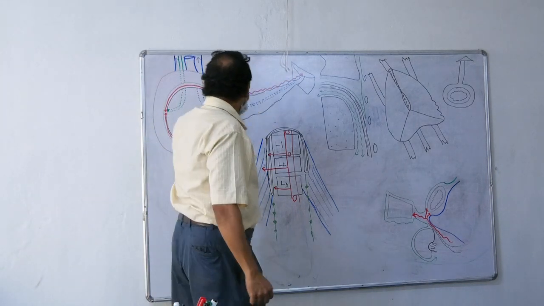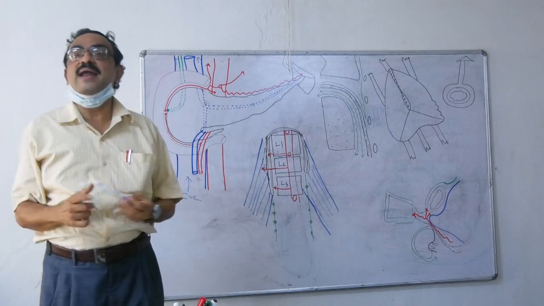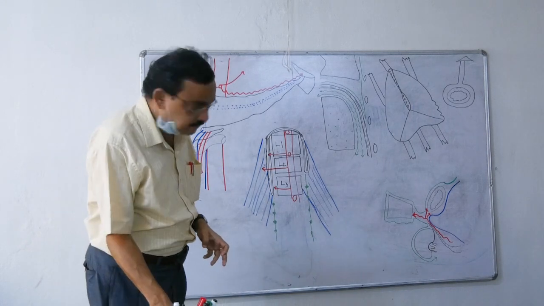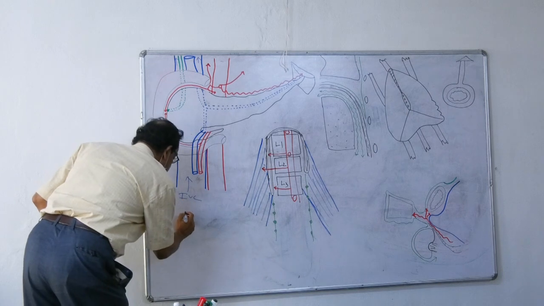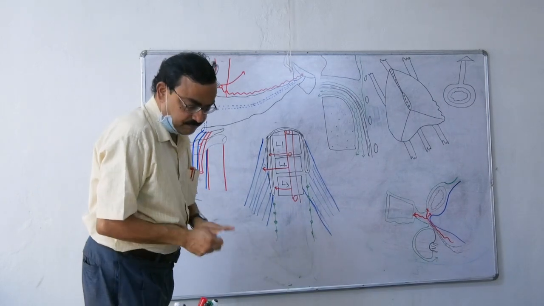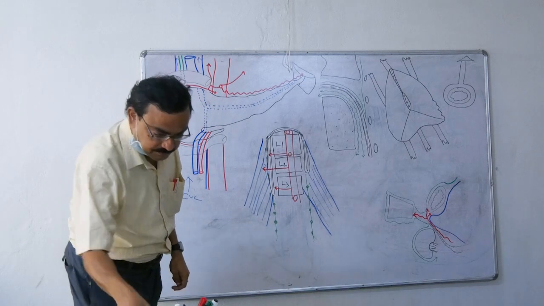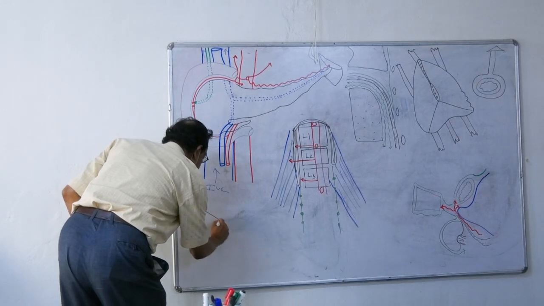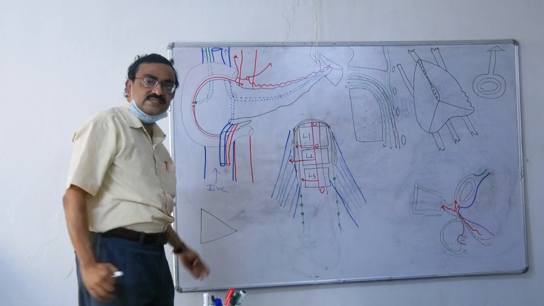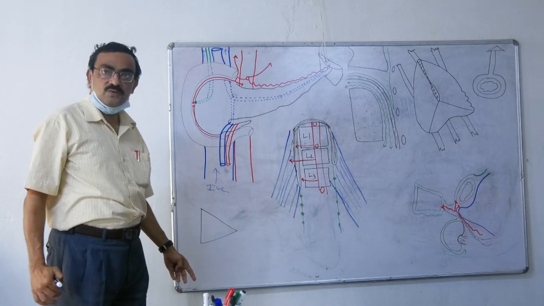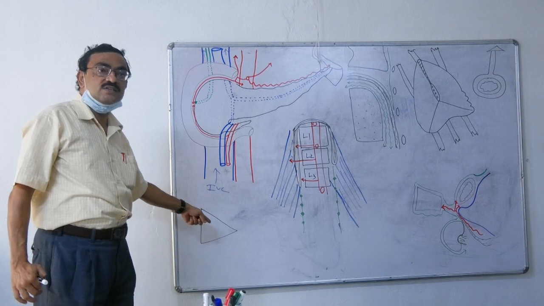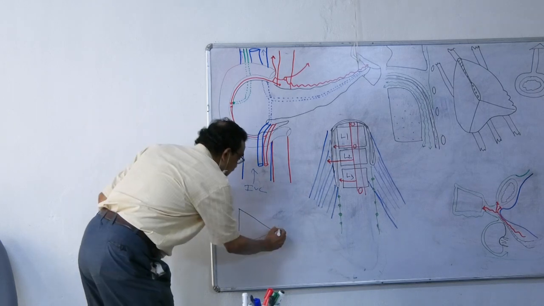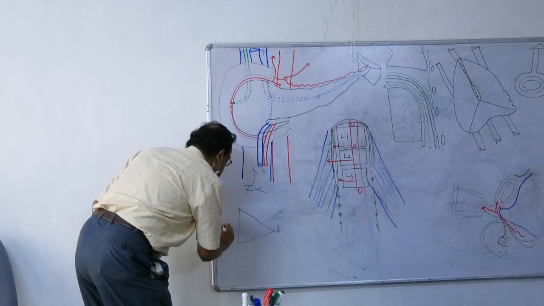Now about the body. Body is prismoid shaped. That means on cross section we can see a triangle or prism like. This is anterior, this is posterior.